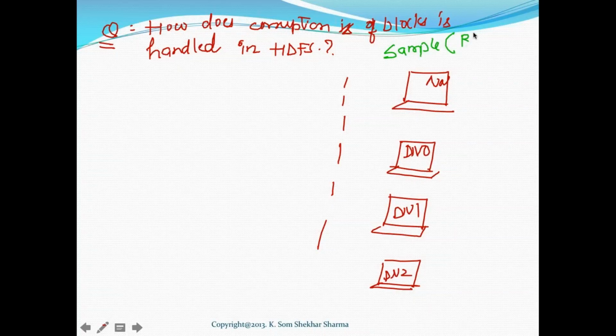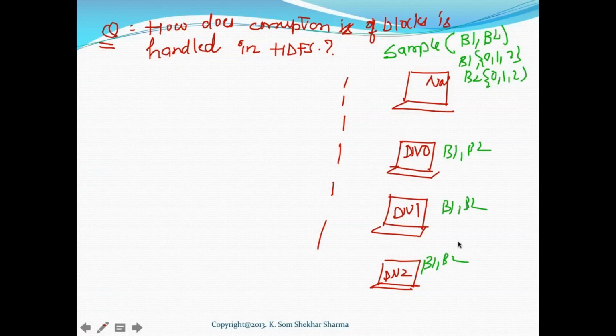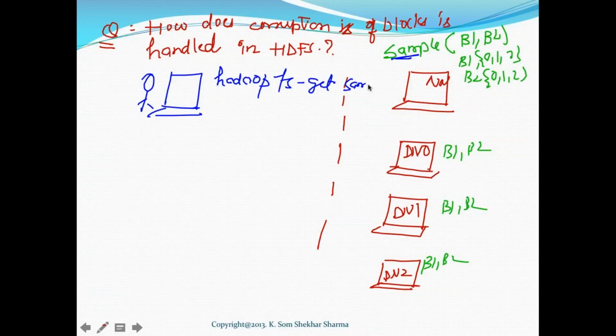Sample file has been broken into two blocks, B1 and B2. The name node has this information as a part of the metadata. B1 is stored with 0, 1 and 2. B2 is stored with 0, 1 and 2. So you have B1, B2 here, B1, B2 here, B1, B2 here. And now the client, who is in India, issues the command hadoop fs -get sample file to sample_local, whatever local file.